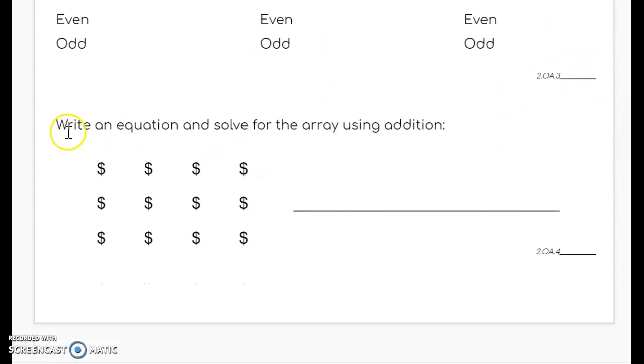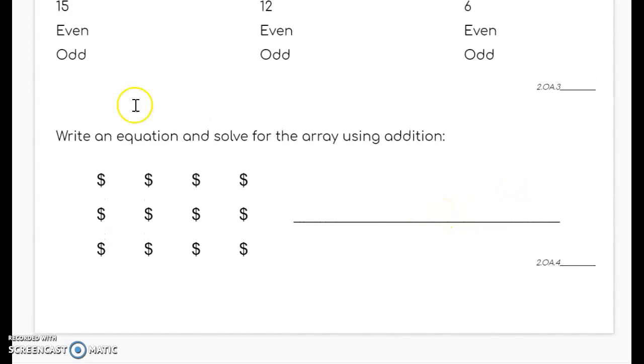And our last section, it says write an equation and solve for the array using addition. So I have rows and columns here with dollar signs. You're going to use addition to make me an equation and then solve for how many dollar signs there are. Remember, you have to write me a repeated addition equation here on the line as well as the answer. Once you're done, please turn it in.